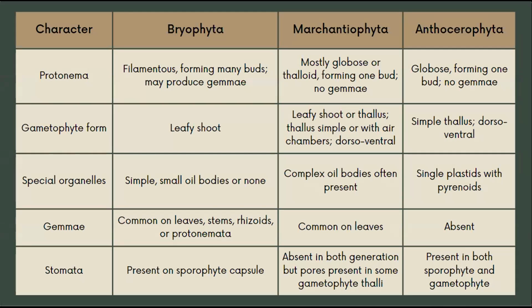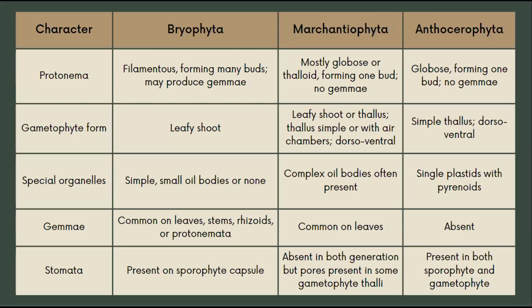Now, let's move on to the different characters of mosses based on the three discussed phyla. The first one is Protonema. The protonema is a thread-like chain of cells that forms the earliest stage of development of the gametophyte in the life cycle of mosses. In Bryophyta, they are filamentous, forming many buds, and they may also produce gemmae. In the phylum Marchantiophyta, the protonema is globose or thalloid, forming only one bud, and unlike in the Bryophyta, they do not produce gemmae. In phylum Anthocerophyta, the protonema is globose, forming one bud, and also does not produce gemmae.